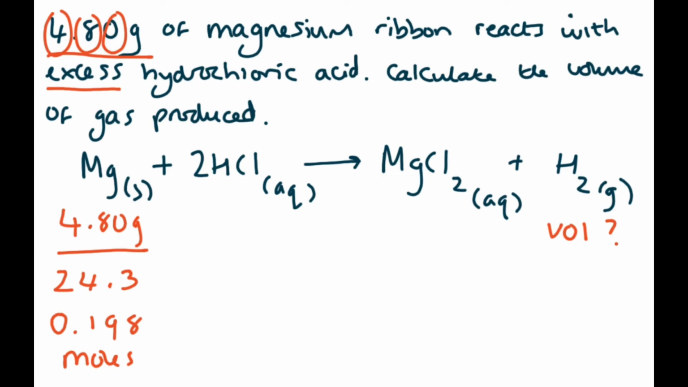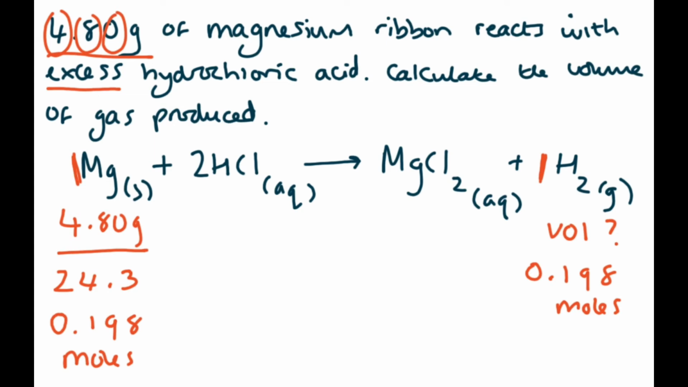But what you should be doing is carrying the whole of the calculator number through the whole of the calculation. Right, that's the moles of magnesium. So what's the moles of hydrogen going to be? One magnesium makes one hydrogen, so the moles is exactly the same. 1 makes 1, the ratio is the same, so the moles is the same. And that's the moles of hydrogen.